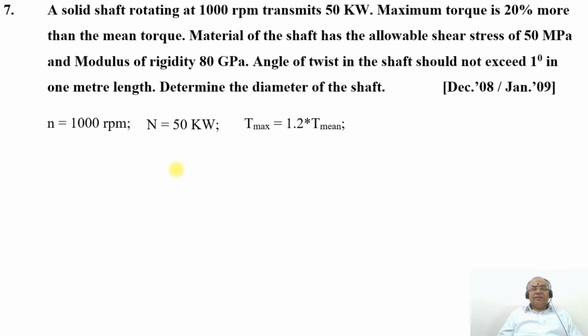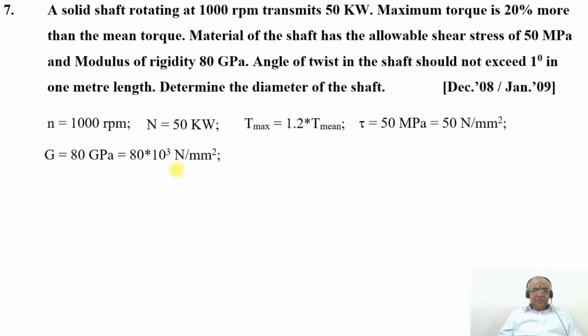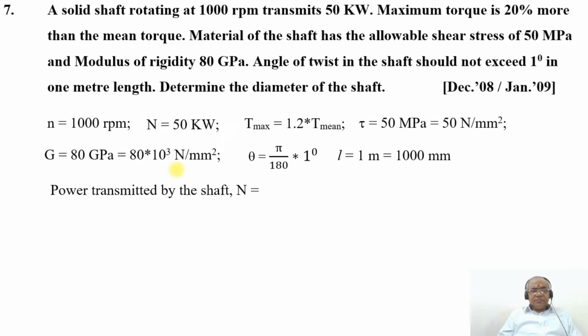The material of the shaft has the allowable shear stress, tau is 50 MPa, which is equal to 50 Newton per mm square. And modulus of rigidity G, which is 80 GPa, equal to 80 into 10 to the power of 3 Newton per mm square. Angle of twist, theta is 1 degree, so naturally it should be 1 into pi by 180. And length is 1 meter, which will be equal to 1000 mm. So I need to determine the diameter of the shaft.